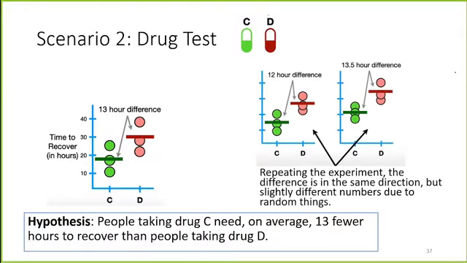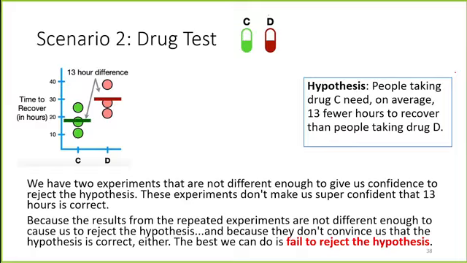Okay, we do two more experiments, and these two repeating experiments actually show the same direction as the hypothesis, but that same direction has slightly different numbers due to some random things that might happen. So we get a 12-hour difference, we get a 13.5-hour difference, right? So how come? What should we do now?